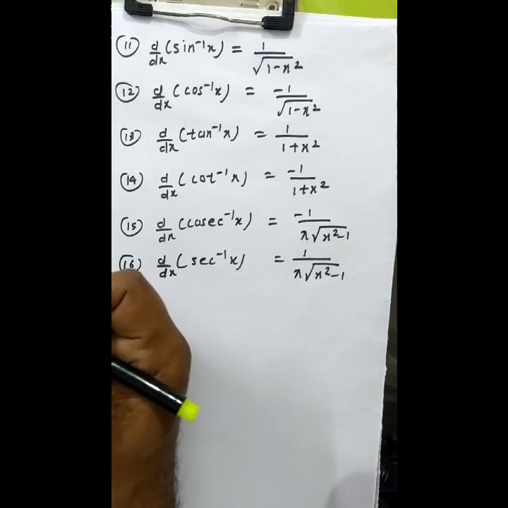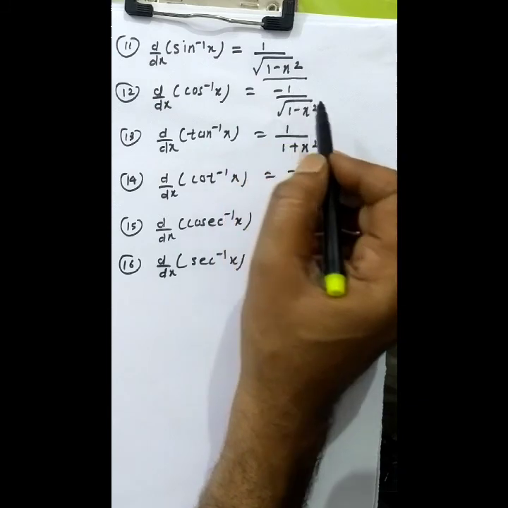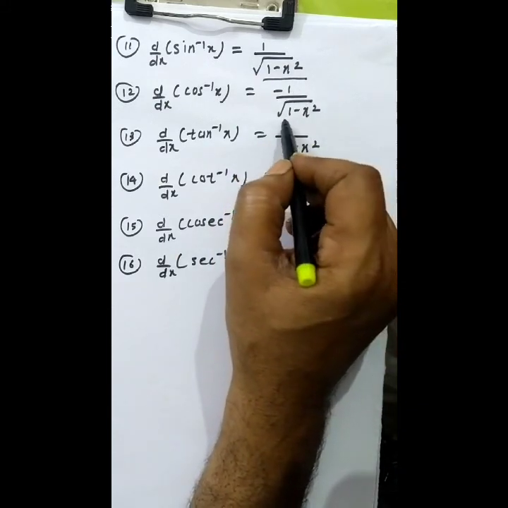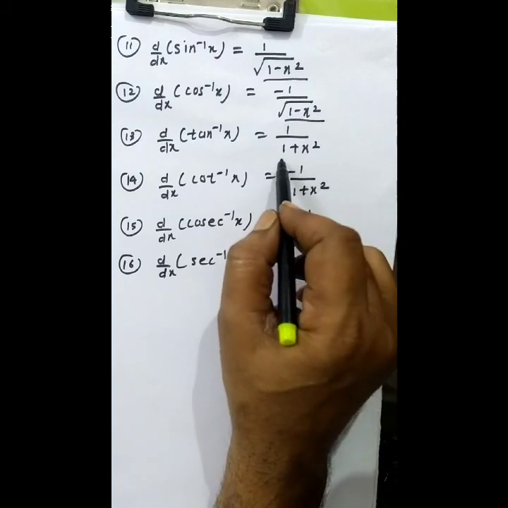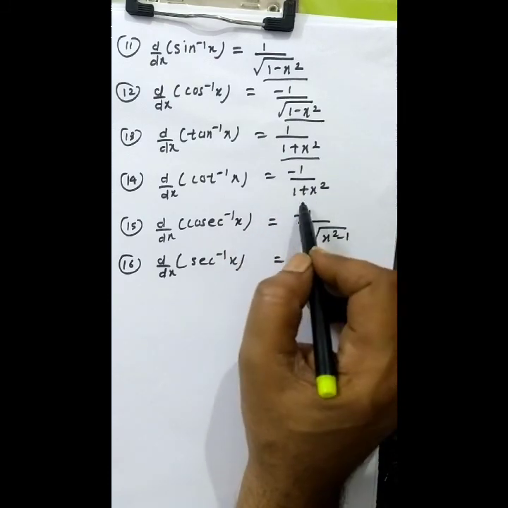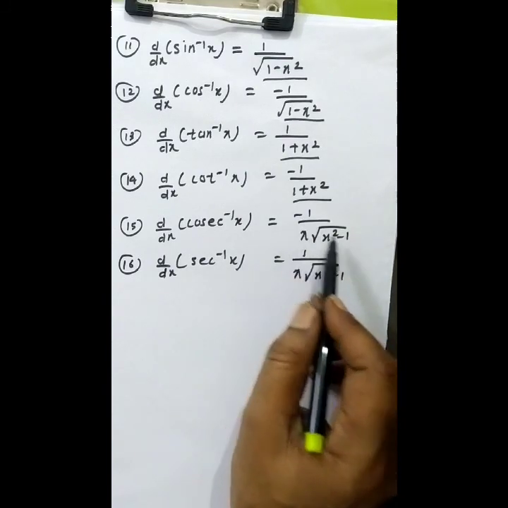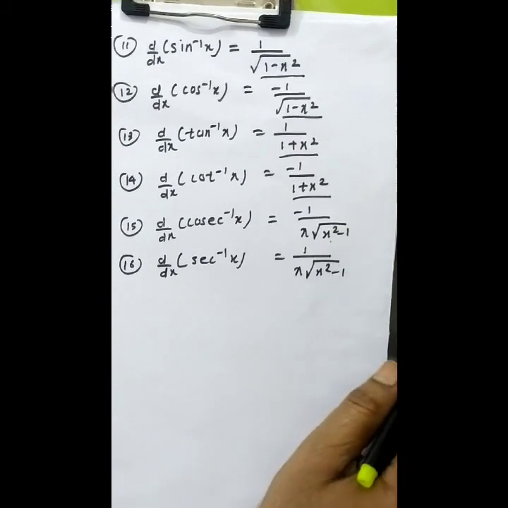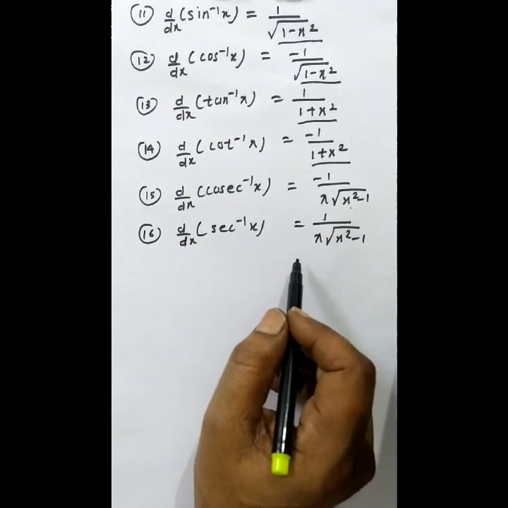So these are the 6 inverse trigonometric functions. Sine inverse is 1 upon root of 1 minus x square. Cos inverse is minus 1 upon root of 1 minus x square. Tan inverse is 1 upon 1 plus x square. Cot inverse is minus 1 upon 1 plus x square. Cosec inverse is minus 1 upon x into root of x square minus 1. Sec inverse is 1 upon x into root of x square minus 1.